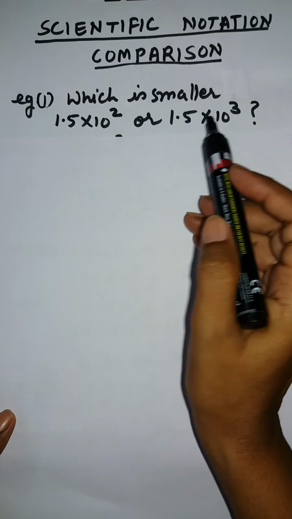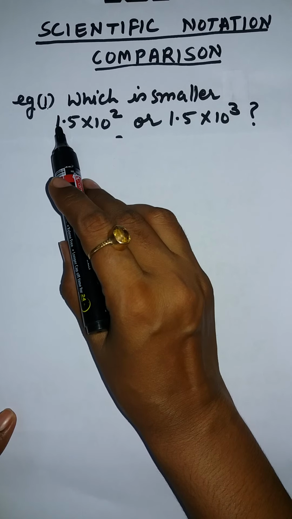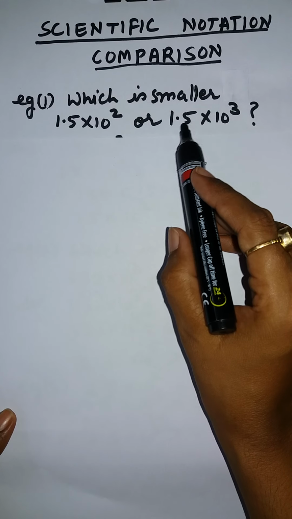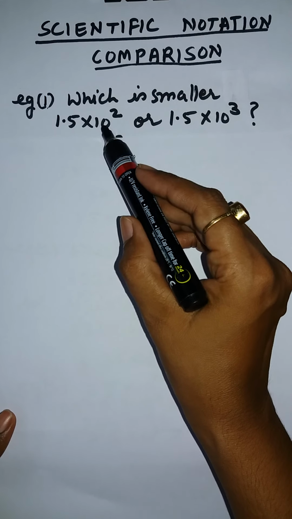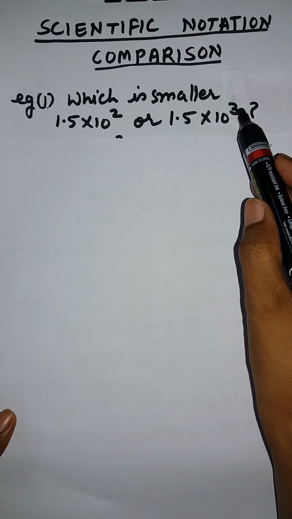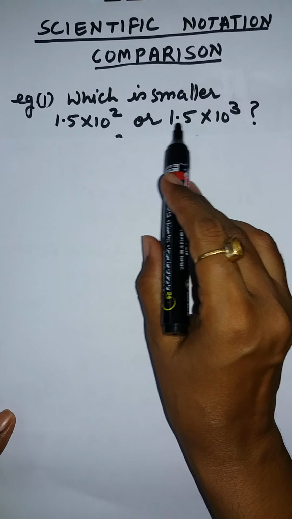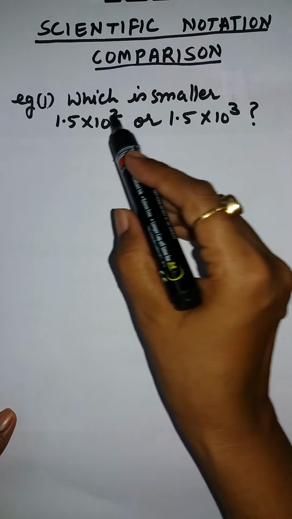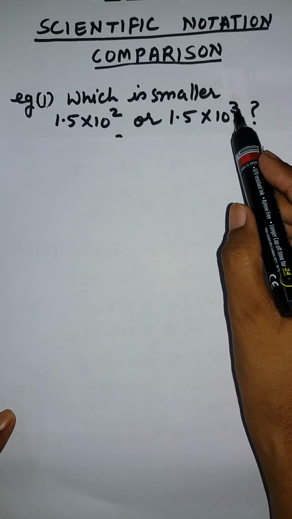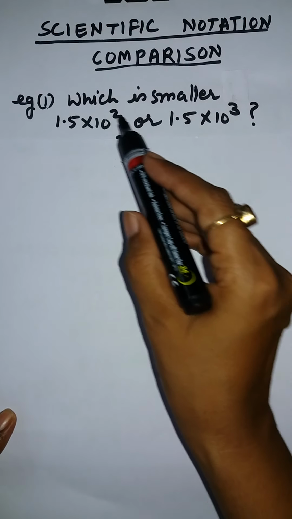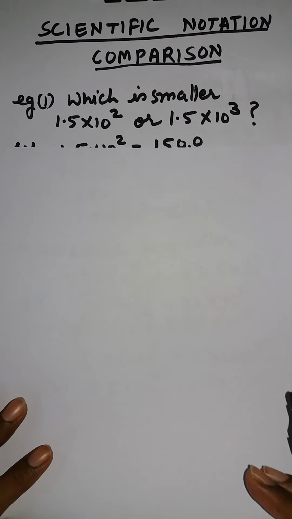We consider this example once again. 1.5 and 1.5, that is A is same here, and 10 raised to the power 2 and 10 raised to the power 3. Because A is same here, we can simply compare them by their powers. If the power is bigger, that number is bigger. If the power is smaller, that number is smaller. But this is not always happening.